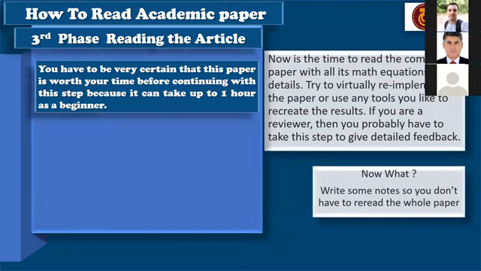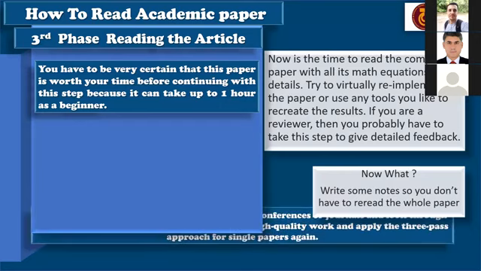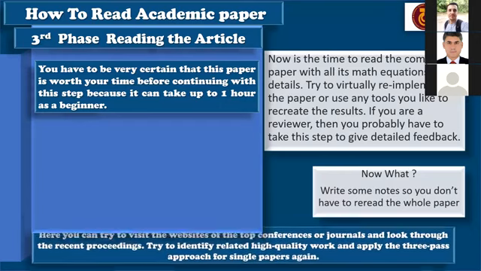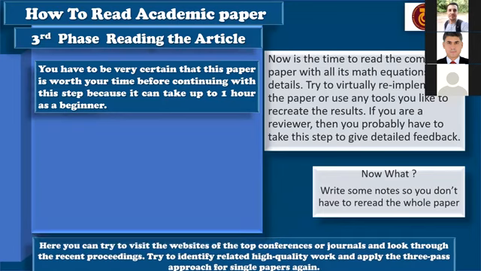So now we have three phases. Write some notes so you don't have to reread the paper. Here you can try to visit the website of the top conferences or journals and look through the recent proceedings. Try to identify related high quality work and apply the three-pass approach to each single paper again.